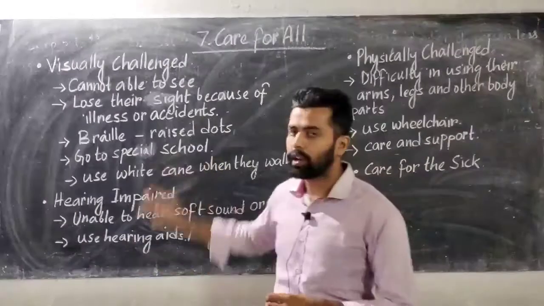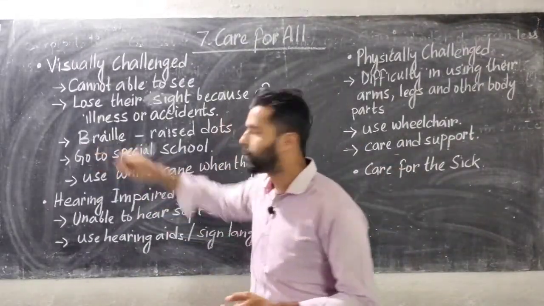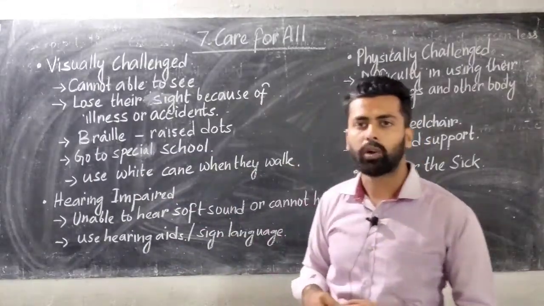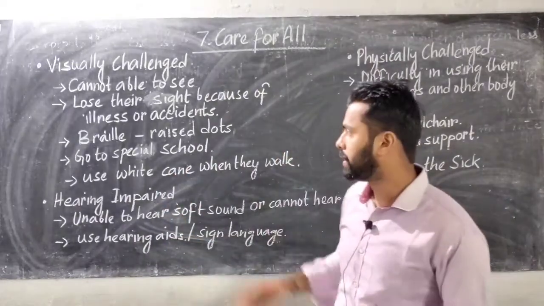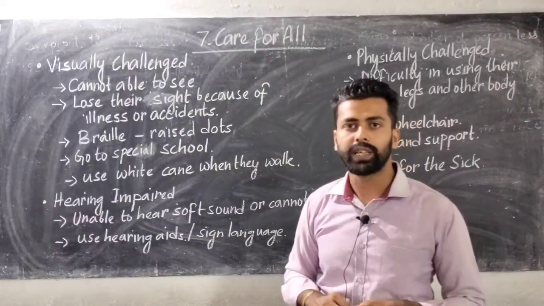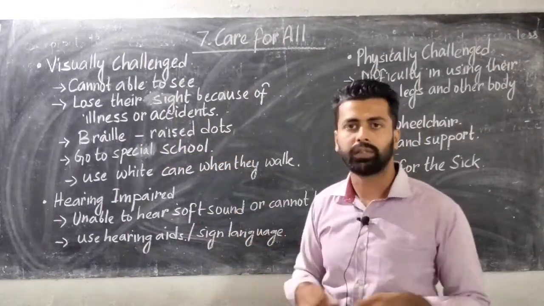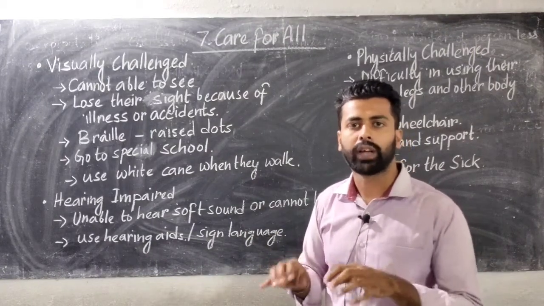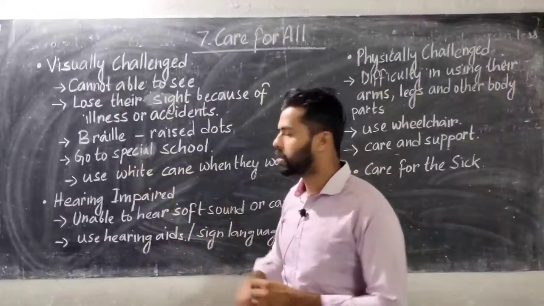These kinds of persons use a system known as Braille. In the previous class I also told you about Braille, that they use this system to read and write. This Braille helps the blind person to read and write. These are raised dots. The dots are there in the system and they just sense the dots and they can understand the letters and words.